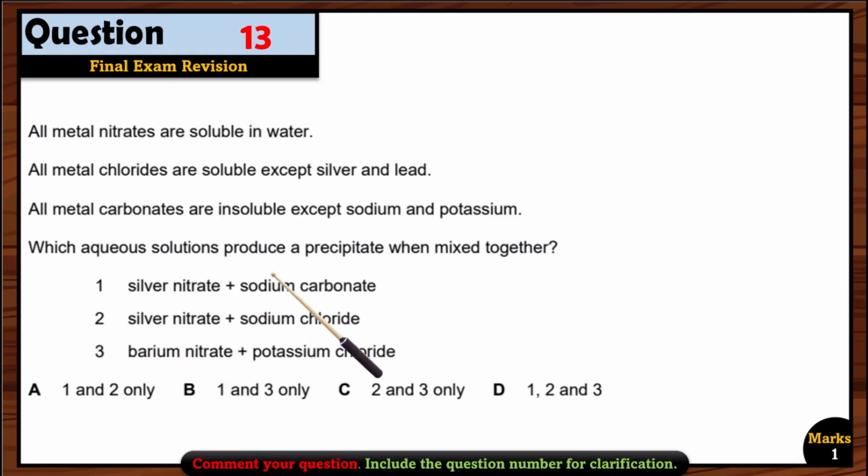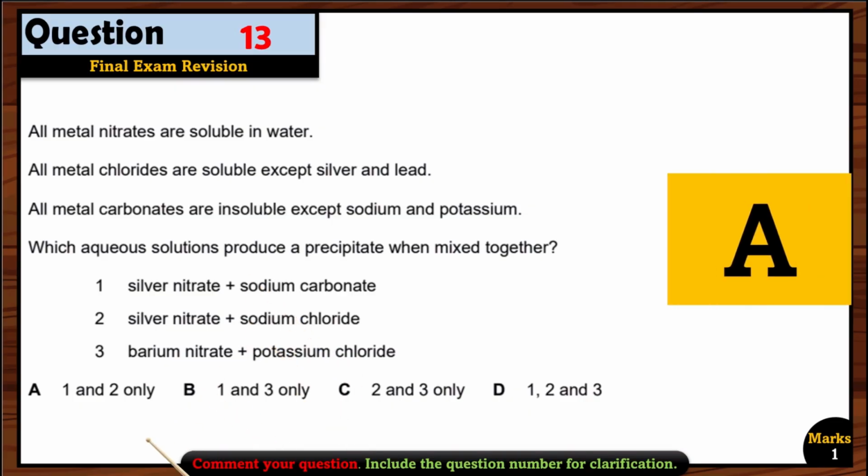Now let's see this one. Silver chloride. All chlorides are soluble, right? Except for silver and lead. Remember that? So this option will also give you a precipitate. Now let's see the third option. Barium nitrate and potassium chloride. So barium chloride. All chlorides are soluble, right? Except lead and silver. So barium chloride is soluble. We will get a soluble one. Potassium nitrate, of course, all potassium salts are soluble and also nitrate salts are soluble. So the third one will not give you a precipitate. Only 1 and 2 give you a precipitate. So that's why option A is the right option here.